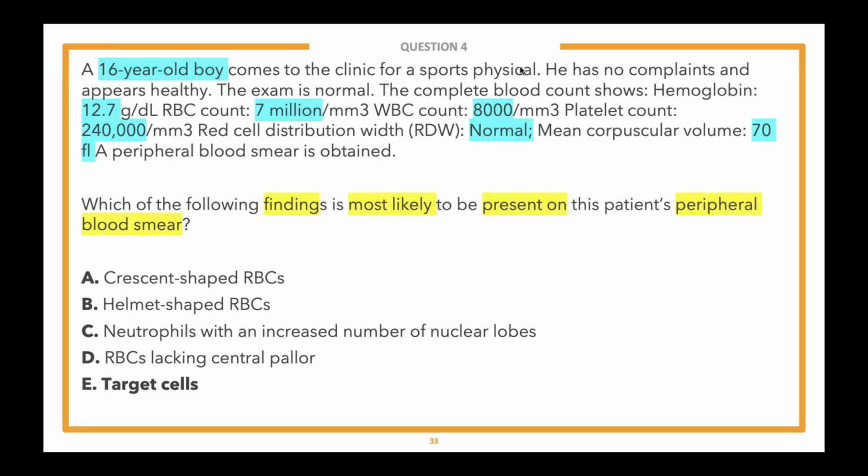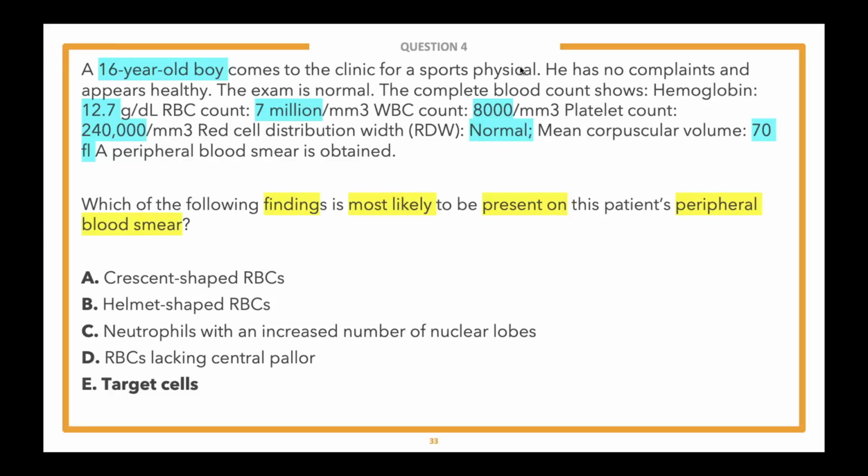RBCs lacking central pallor is probably getting at spherocytes, and that you can see in hemolytic anemia, hereditary spherocytosis, but those are both normocytic anemias, not what we have here. C, this is getting at a megaloblastic anemia, hypersegmented neutrophils. And that would be a macrocytic anemia, usually due to B12 or folate deficiency, not what we have here. We have a microcytic anemia.